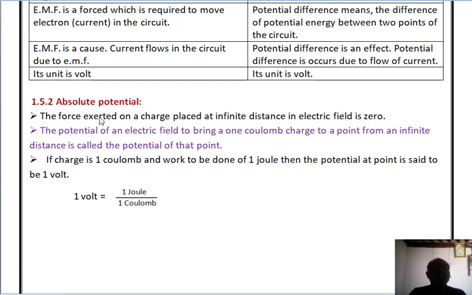The force required, or the force exerted, on a charge which is placed at infinite distance in an electric field is 0. So the potential of the electric field to bring a 1 coulomb charge to a particular point from an infinite distance is called the potential of that point. So if the charge is 1 coulomb and the work done is 1 joule, then the potential at that particular point is said to be 1 volt.